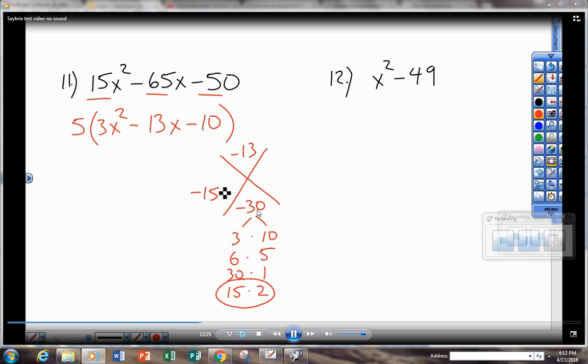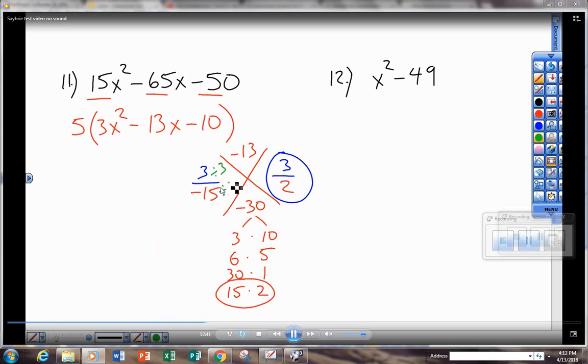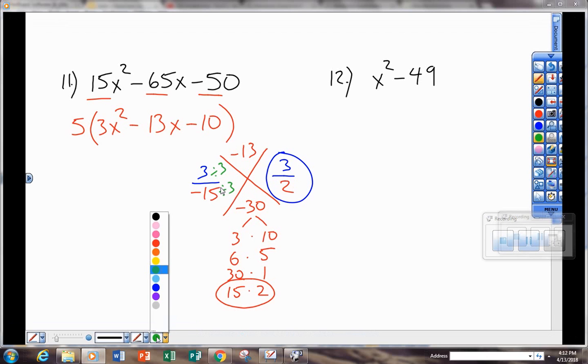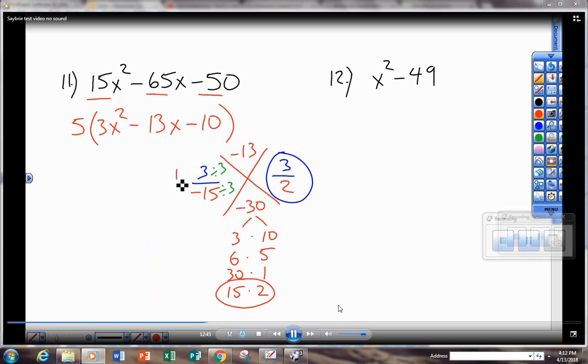And then for this one with the harder number with number in front, you put that as a fraction with that number on top. So 3 on top and 3 on top of the 2. Reduce this down. That one's good to go. Dividing both top and bottom by 3 gives me 1 over negative 5. And then those give me the two parts of the factored answer.